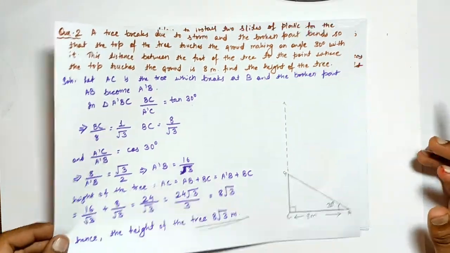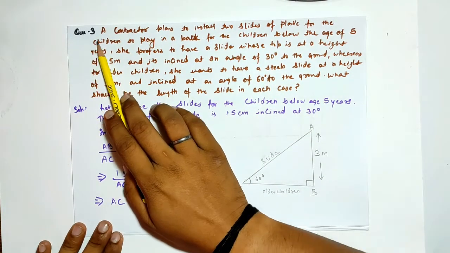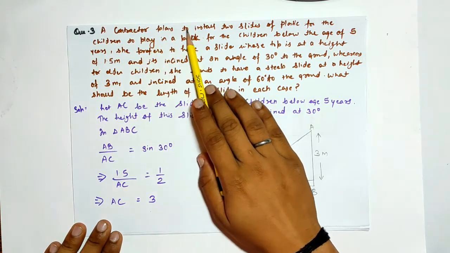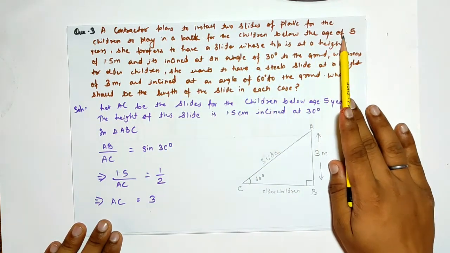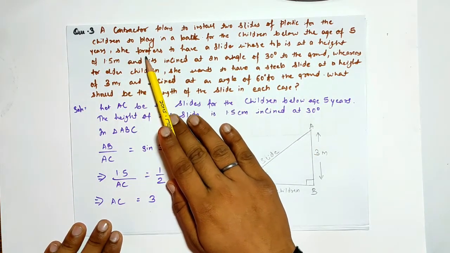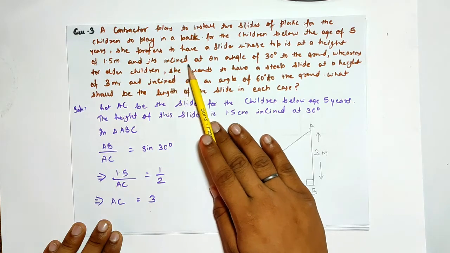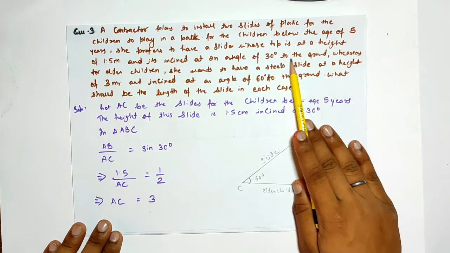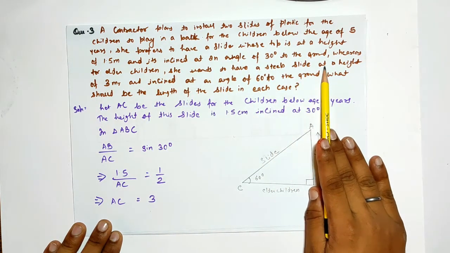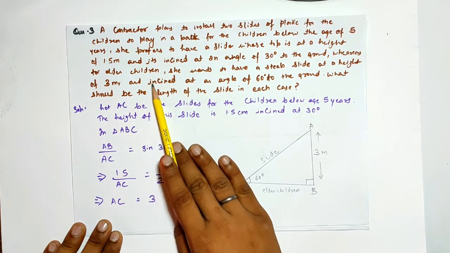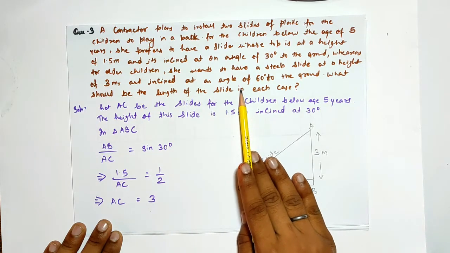So now let's come to the next part of the same exercise, exercise 9.1. Question number 3 says a contractor plans to install 2 slides for the children to play in a park. For the children below the age of 5 years, she prefers to have a slide whose top is at the height of 1.5 meter and it's inclined at an angle of 30 degree to the ground, whereas for elder children she wants to have the steep slide at the height of 3 meter and inclined at the angle of 60 degree to the ground. What should be the length of the slide in each case?